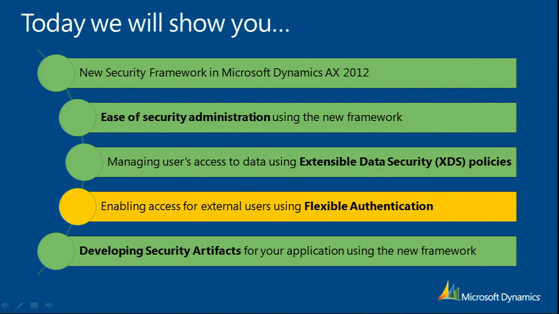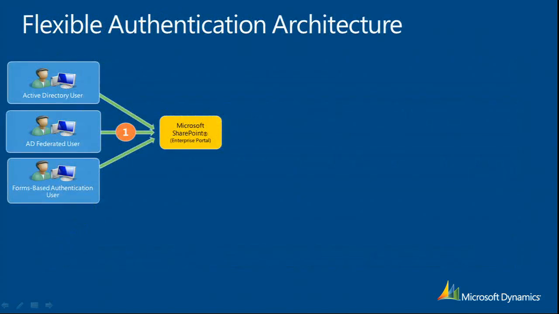So what flexible authentication really is, it's claims-based authentication. Claims-based authentication that's in AX 2012. You can set up your custom forms-based authentication, or you can set up Active Directory Federation Trust to enable access for users who are using Enterprise Portal or who are coming through SharePoint in AX. The way this is possible is we utilize the functionality exposed by Enterprise Portal and SharePoint to give you claims-based authentication.